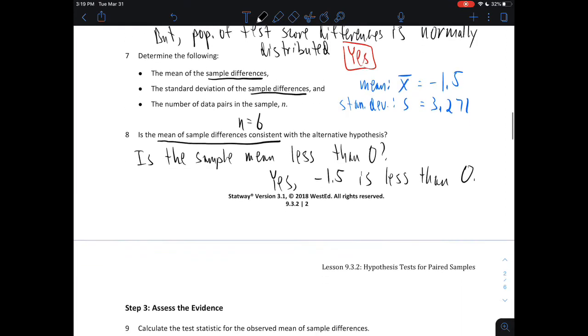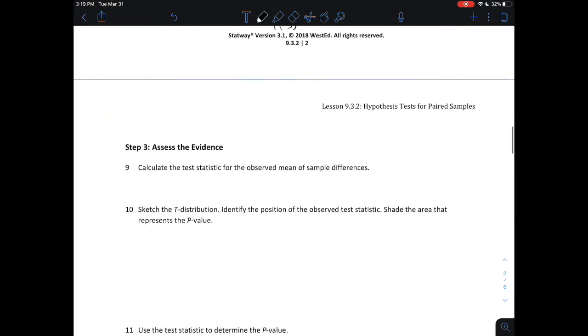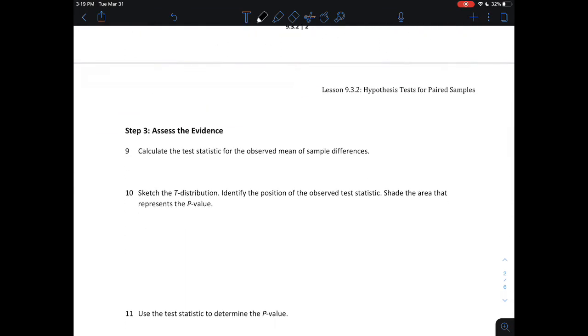The secret word for this lesson is differences. Step 3. Assess the evidence. Number 9, calculate the test statistic for the observed mean of sample differences. This is just like lesson 931. T is equal to x bar minus mu divided by s over the square root of n.